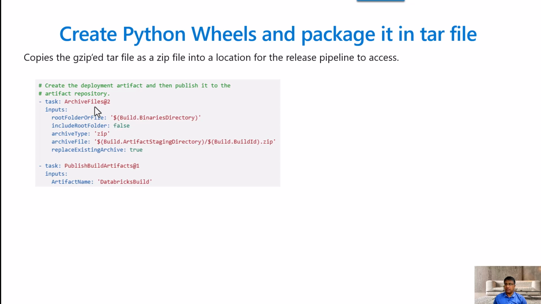First is this task where we are going to use this root folder, and we are going to archive this. That means we are going to create a zip file from this directory, and this is the name of the zip file, which is the build id.zip. Then once that is done, we are going to publish this build artifact with the artifact name Databricks build artifact.